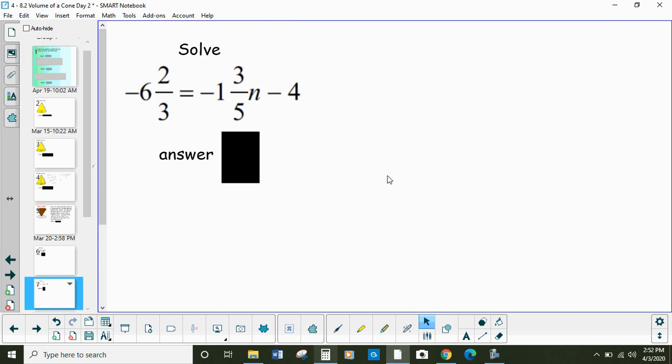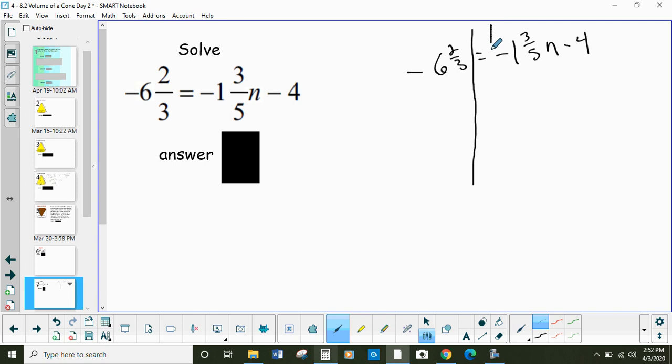Next review problem. Solve this equation. So solving equations, we're dealing with fractions, just make everything a fraction, right? Convert this to a fraction. 3 times 6 is 18. 18 plus 2 is 20. 20 thirds is the same fraction as 6 and 2 thirds.